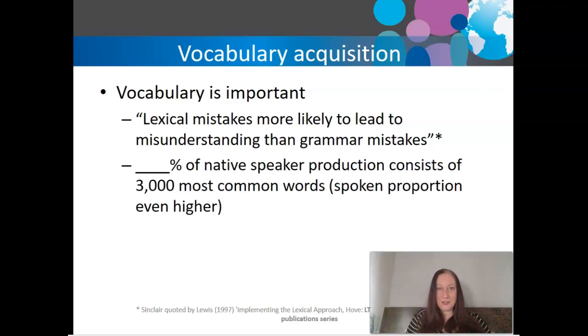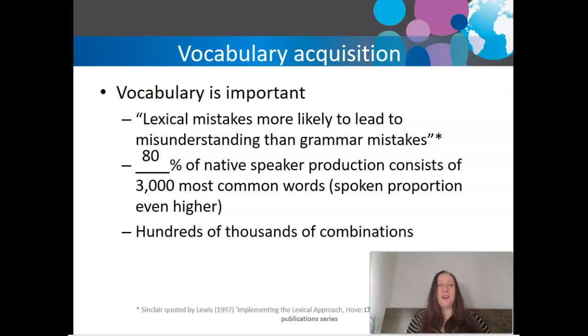Whereas if we use a completely wrong word, it's likely the person will have no idea what we mean. Also, a very large proportion of the production that native speakers produce in terms of language is made up of the 3,000 most common words. Can you guess the proportion? It's actually 80%. And it's much higher in spoken production. So in writing, the most common 3,000 words in English make up 80% of what native speakers write.